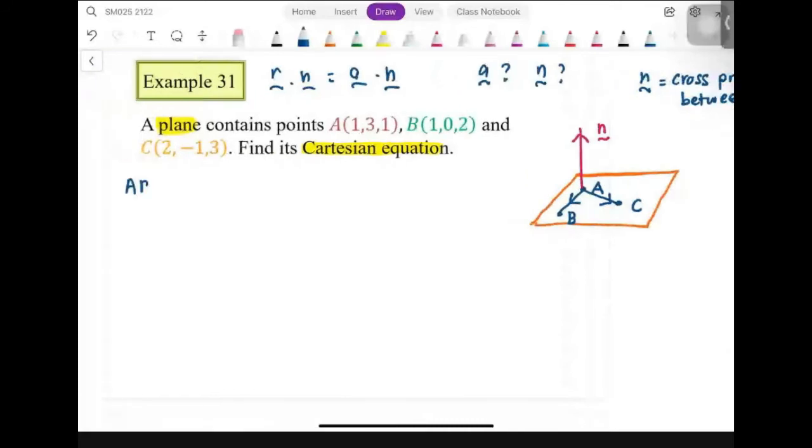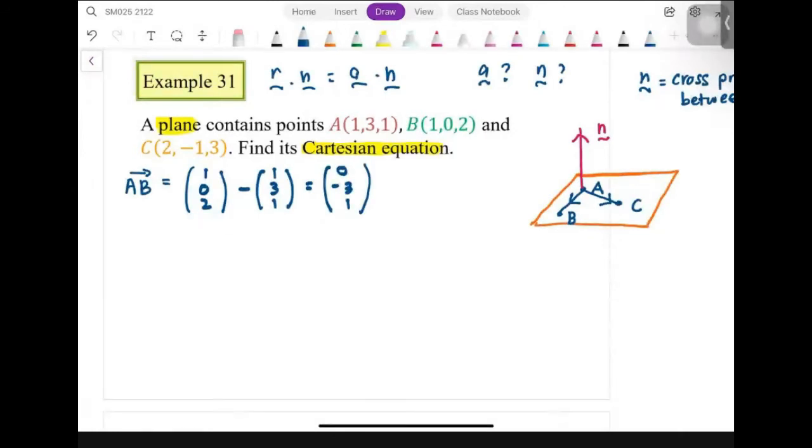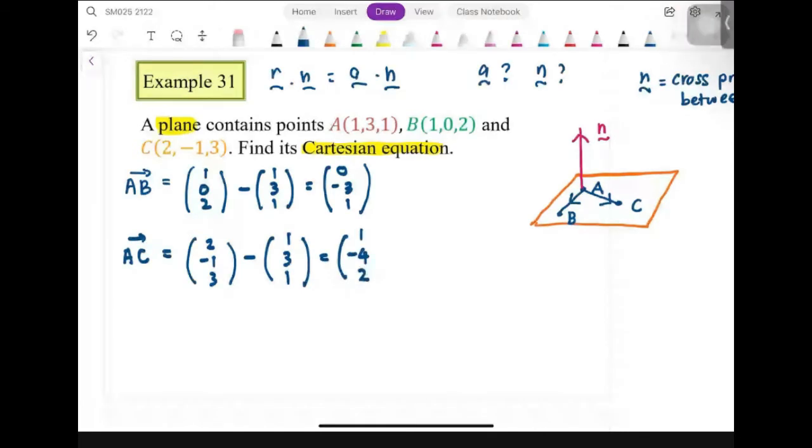Okay. So now we have to find each direction vector. So for the first one, AB, it should be, ingat lagi sekali, OB minus OA. So we have (1, 0, 2) minus (1, 3, 1). In this case, we should get (0, -3, 1). Okay. Second one, AC. AC in this case, OC minus OA. So we have (2, -1, 3) minus A, so once again (1, 3, 1). So here, our direction vectors will be (1, -4, 2). Okay. Settle with that part.